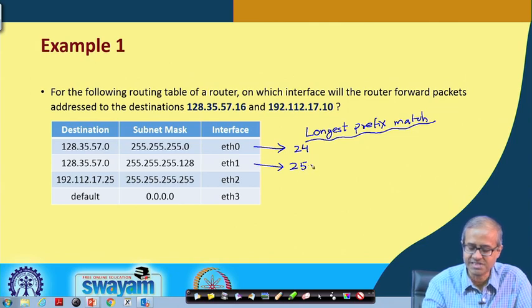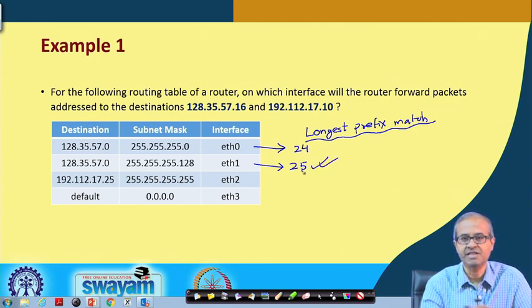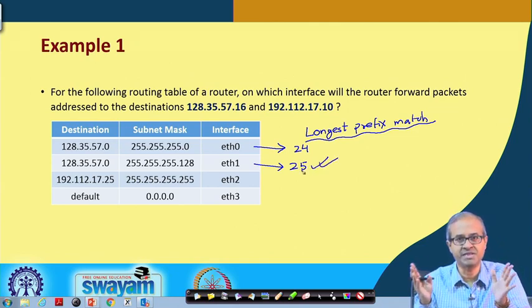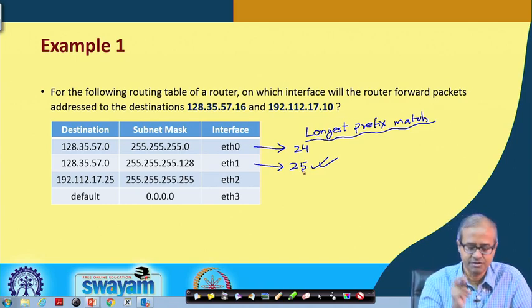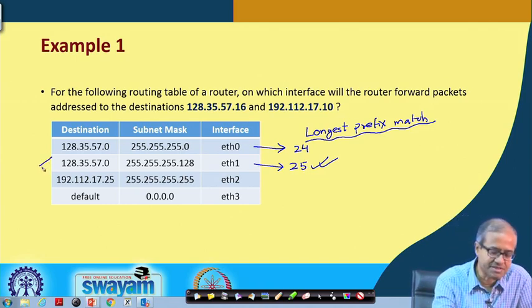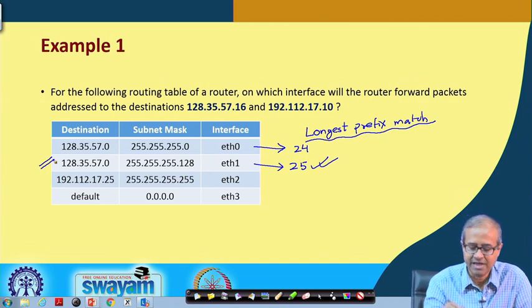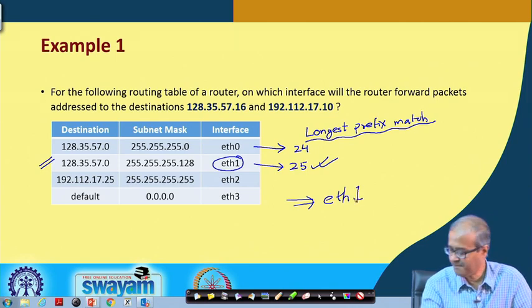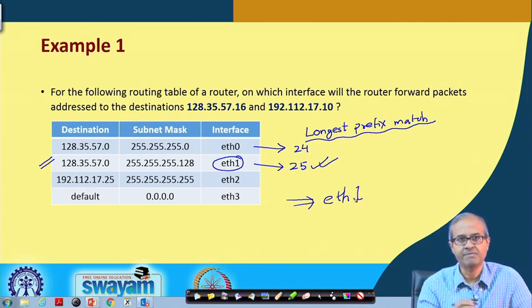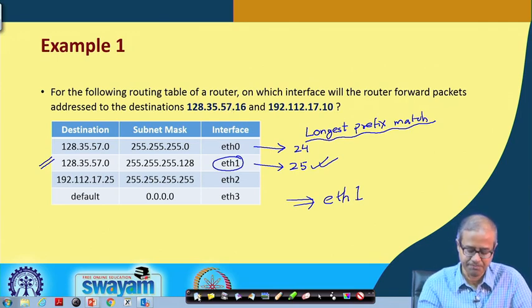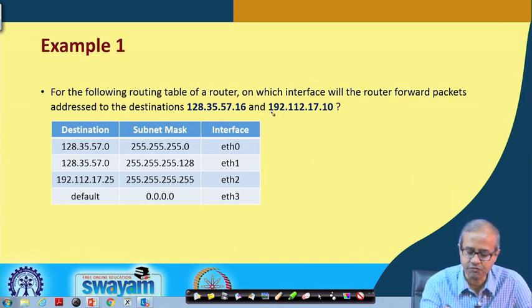So, you will always take the highest one, the longest network number for which a match is found. So, it will be considered that for the second entry the match is found, and this packet will finally be forwarded to ETH1 interface, right. So, this is how forwarding will take place for the first one. Let us look for the second one now.